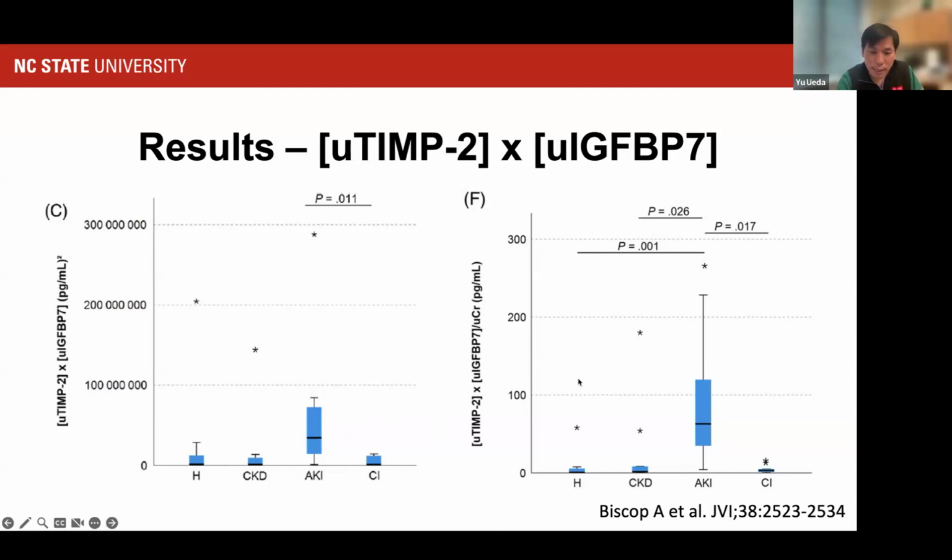But if this product of the two markers is normalized to the urinary creatinine concentration, the AKI group had a significantly higher value of this product of these markers compared to the healthy, CKD, and critical illness groups.